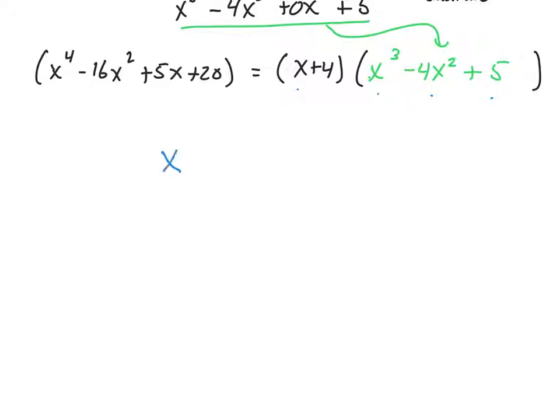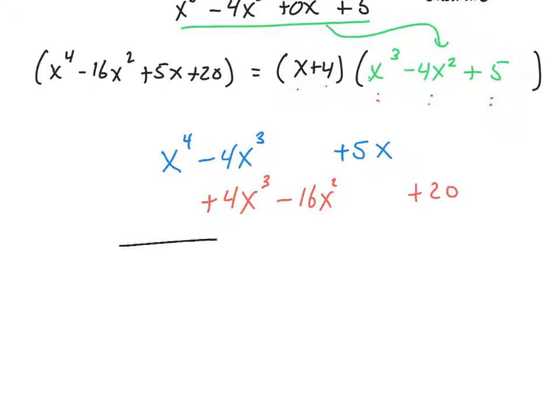So x times x cubed is x to the 4th. X times negative 4x squared is negative 4x cubed. And x times 5 is plus 5x. Okay, so next, I take my 4 and I make sure to multiply it by all of these terms right here. So 4 times x cubed, so I have a plus 4x cubed. Then 4 times negative 4x squared would be negative 16x squared. And then 4 times 5 is a plus 20.